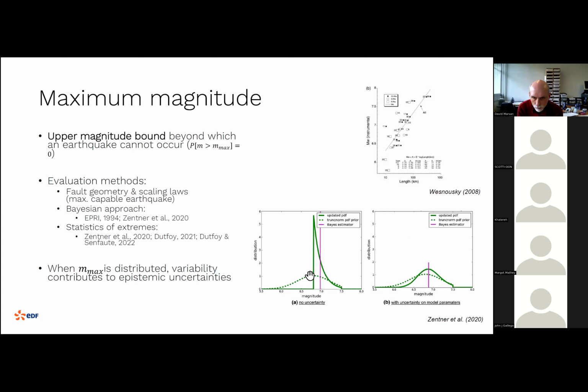So you have a prior, for example, which is the smooth dotted line distribution, and you can obtain using such an approach a posterior distribution for your Mmax. That is, for example, illustrated in this example by the thick green line. So in the end, you obtain a distribution for Mmax. And again, you don't know what is the true value. You know that it can be one or the other. So this contributes to epistemic uncertainties.